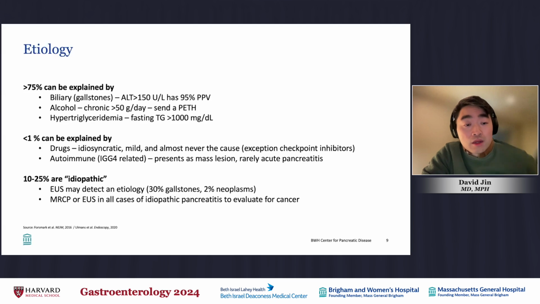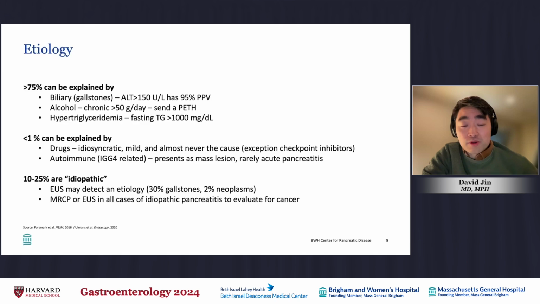inhibitors. Autoimmune pancreatitis, type 1, is IgG4-related disease, rarely presents with acute pancreatitis, and more often presents as a mass lesion, leading to painless jaundice. In about 10 to 25% of cases, there's no readily identifiable etiology. These are termed idiopathic. These patients may benefit from an endoscopic ultrasound or an MRCP afterwards.